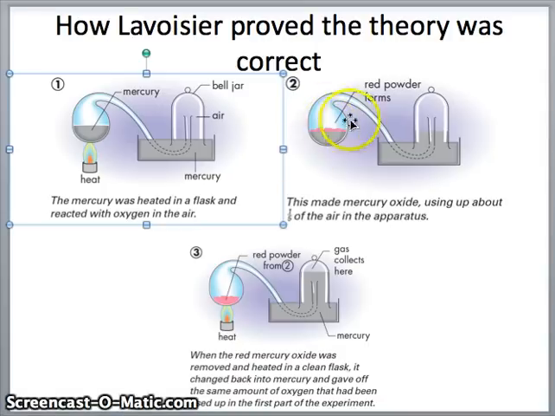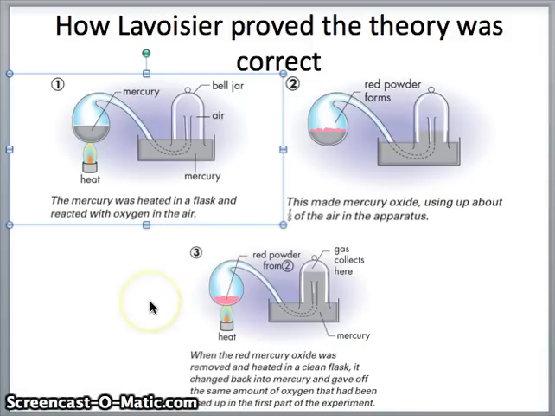But that oxygen had to come from somewhere, right? So the oxygen was actually sucked out of the bell jar, and that's why on the right side you see the mercury level has risen, because there's less oxygen in the bell jar, because that oxygen had to go to make the mercury oxide, or the red powder.